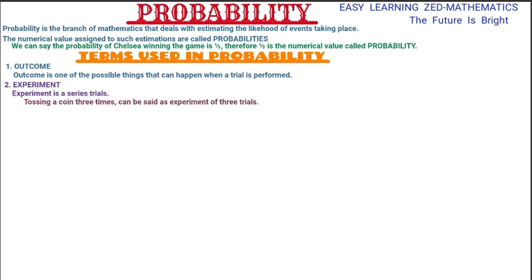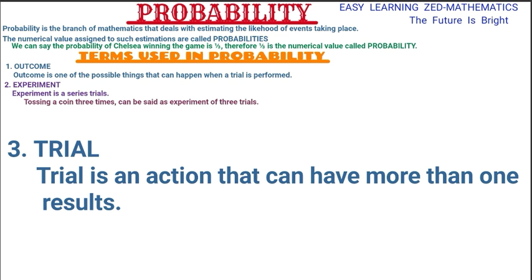Okay, let's go to number 3. We are going to look at trial. So what is a trial in probability? I'm sure I explained trial. A trial is an action that has more than one result. So when you toss a coin, it will land on a head or a coat of arms. So that is a trial. When you consider all the trials together, that will be an experiment.